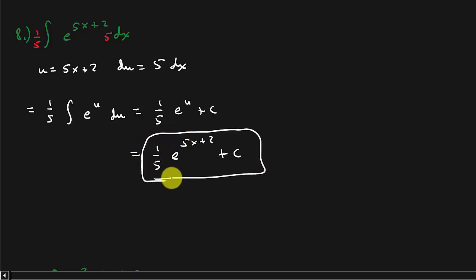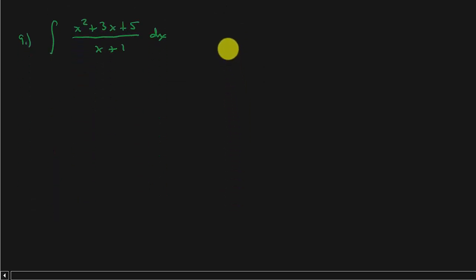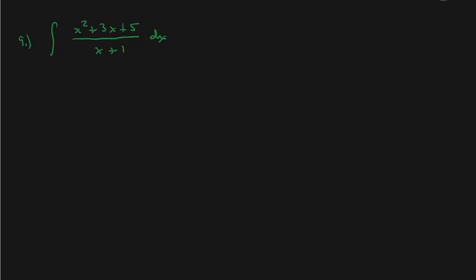And the one thing about this, these answers you get, you can always take the derivative and see if you end up with the function that you're integrating. All right, so let's look at this one. This one's a little different. We've got x squared plus 3x plus 5 over x plus 1.